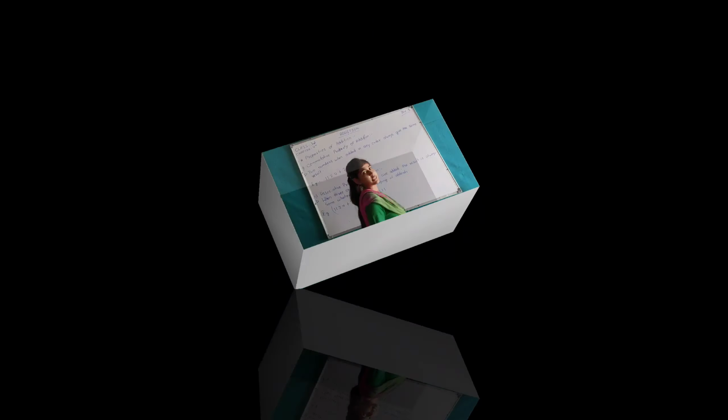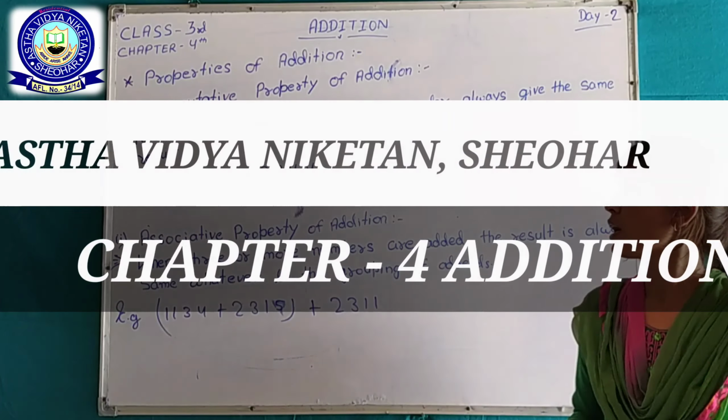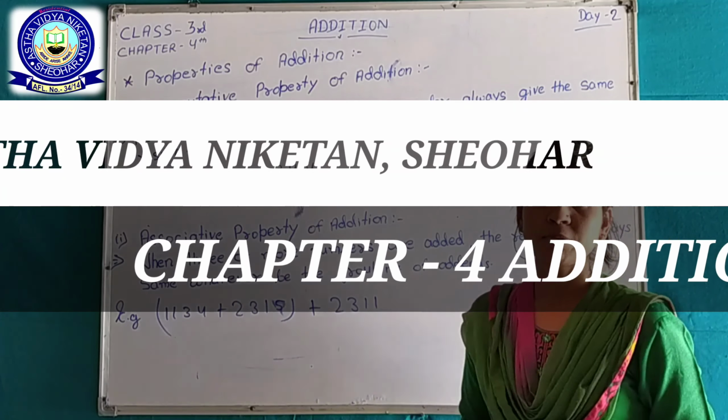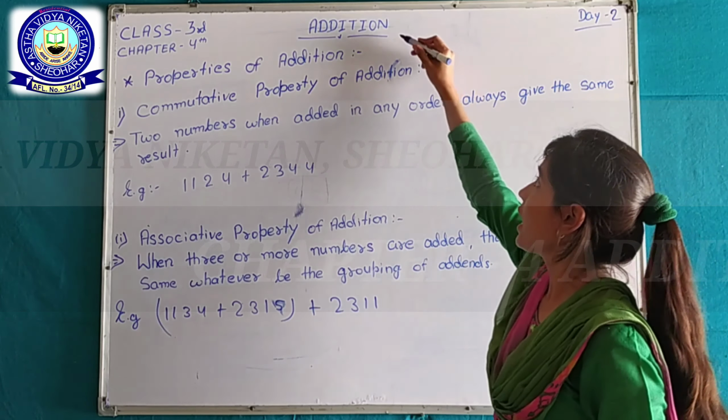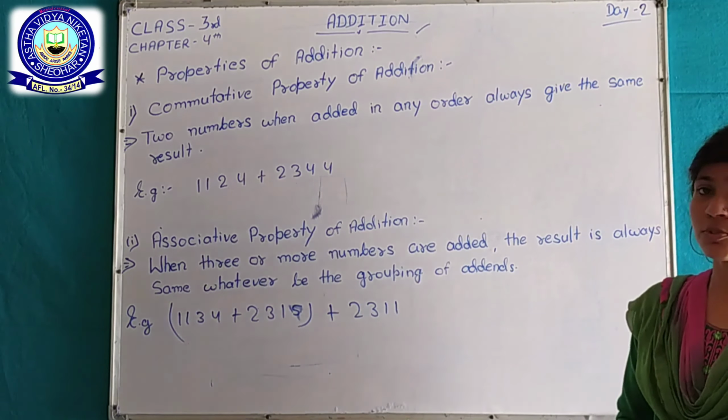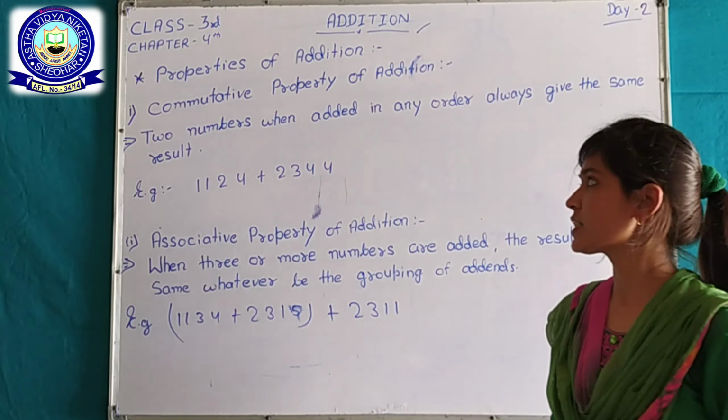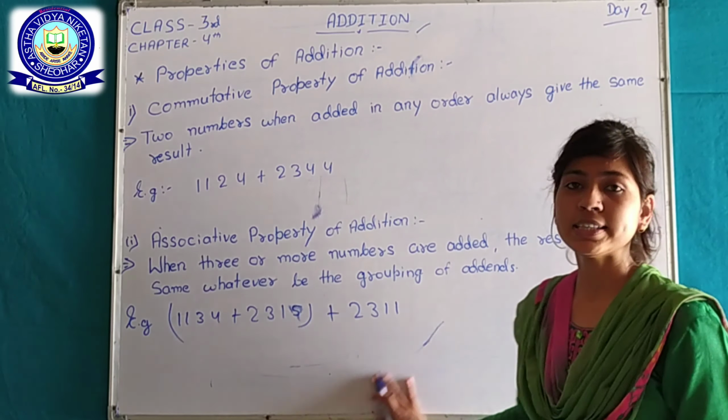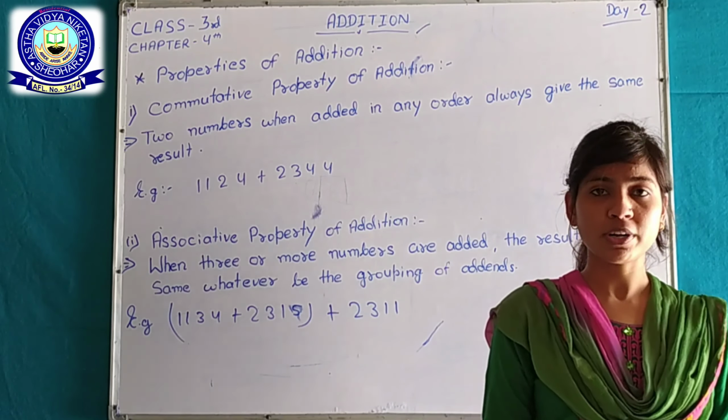Good morning children, this is our second day of chapter 4. In your previous chapter and previous class we read about what is addition, how we add 2 digits or more than 2 digits or 3 digits. In this class and in this chapter we have to read about some properties of addition.